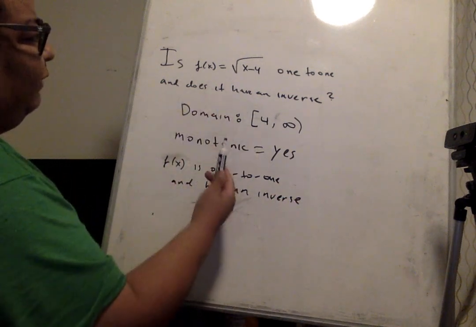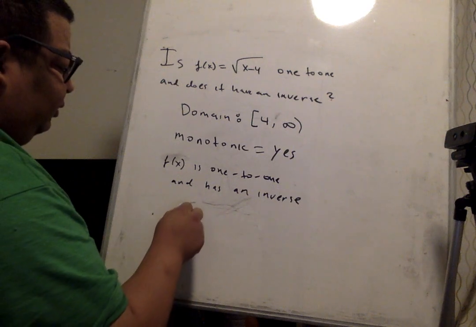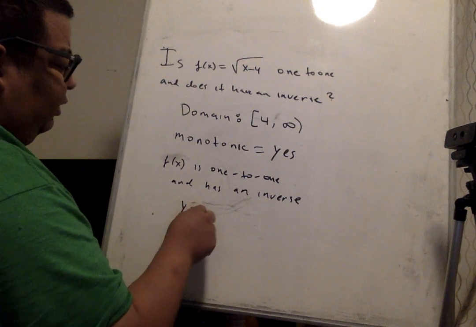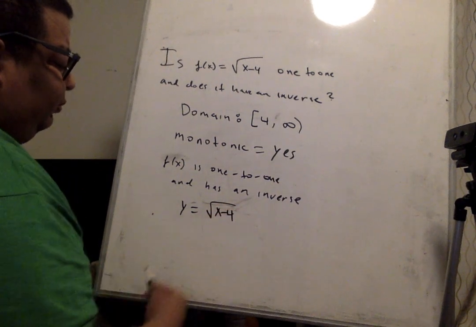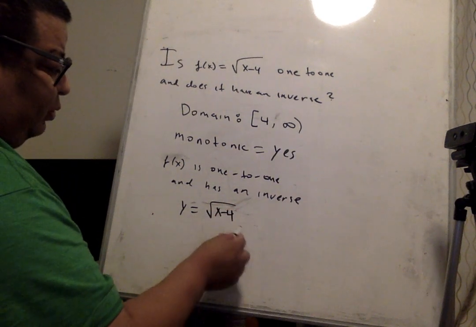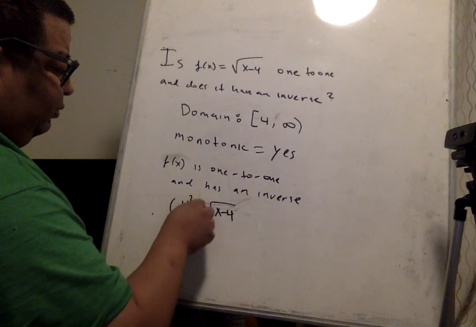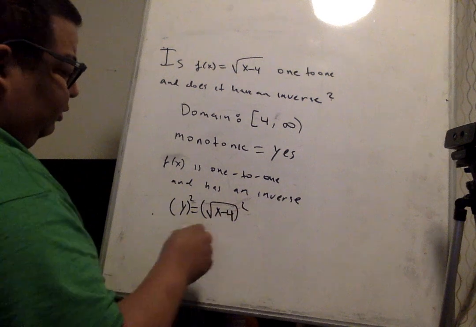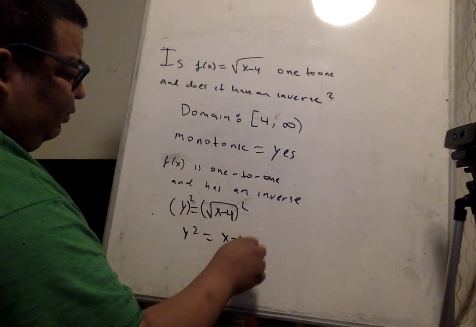So the only thing left is to find what the inverse is. We'll do y equals square root of x minus 4, and we solve for x first. So we square both sides, so that will be y squared equals x minus 4.